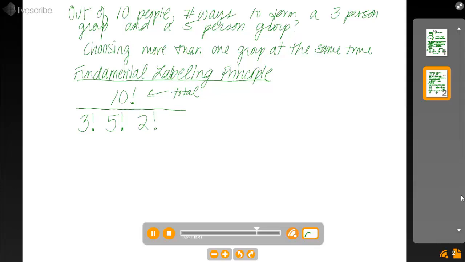So each one of these pieces in the denominator is representing a label of a person. These are the people in one of the groups. These are the people in the other group. And these are the sad people that are in no group whatsoever. So we could then evaluate this. I think it ends up being like 2,520. I'm not sure. Something like that. Sounds about right. But this is a handy way of counting things if you're picking more than one group at a time. Let's do one more example.